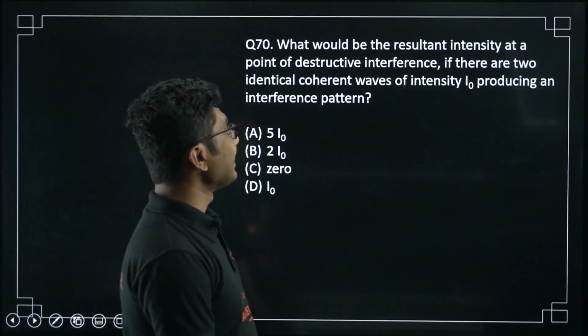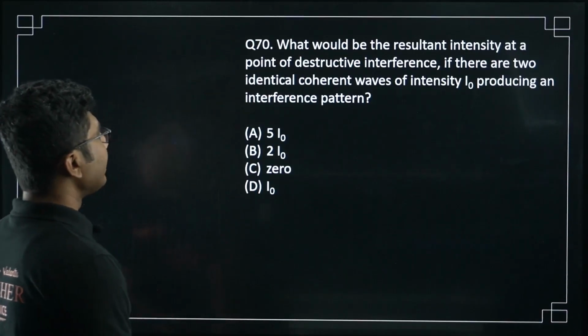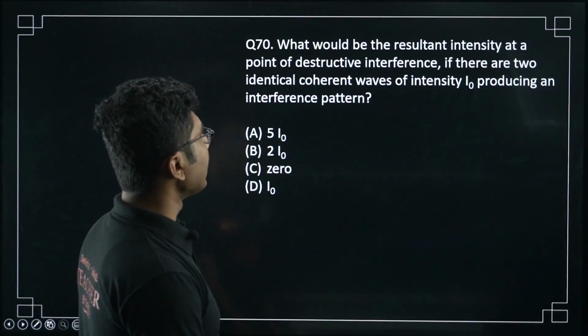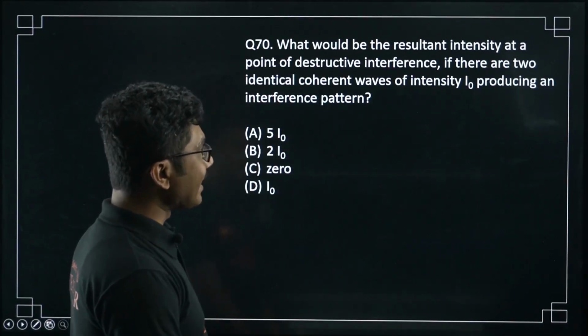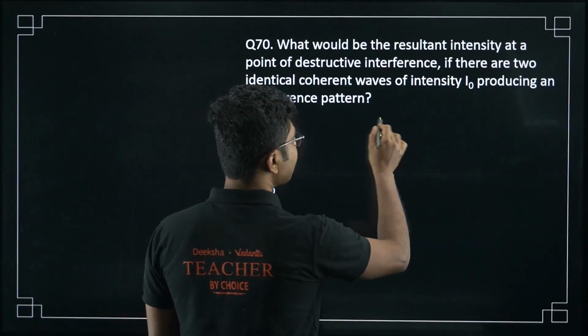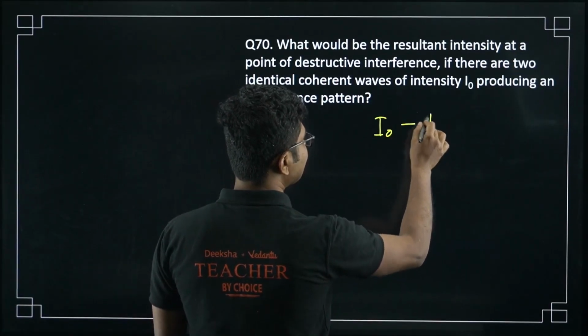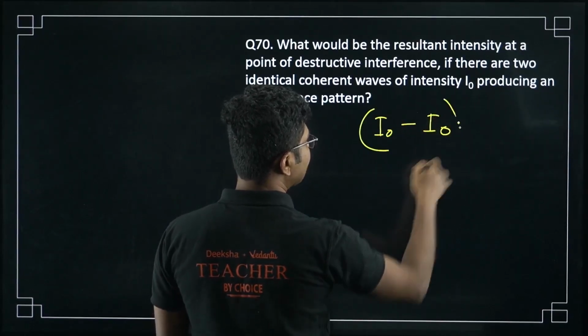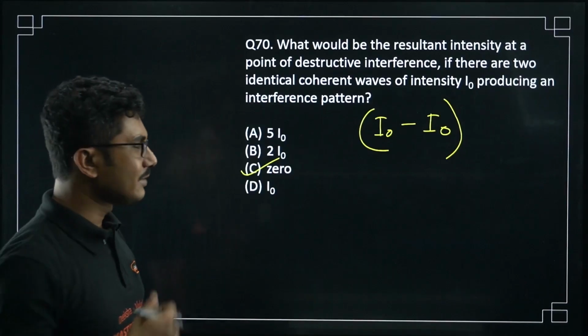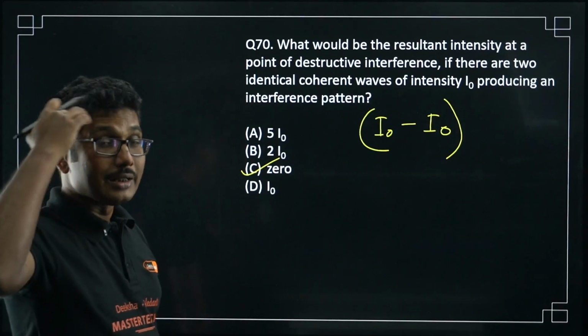What would be the resultant intensity at a point of destructive interference if there are two identical coherent sources of intensity I naught producing an interference pattern? At the destructive interference, if both of them are I naught, then the resultant intensity will be I1 minus I2. There is a formula also, but it will be 0 in case both of them are of equal intensity.